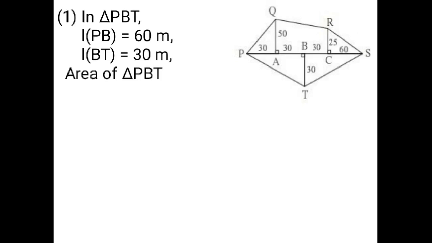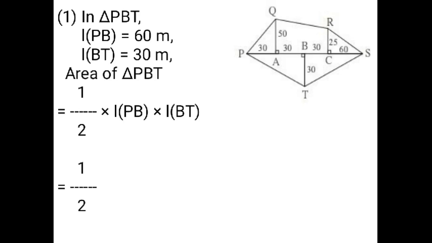Area of triangle PBT is equal to half into product of the sides forming the right angle, that is equal to half into length of PB into length of BT. Length of PB into length of BT are the product of the sides forming the right angle, that is equal to half into length of PB is 60 into length of BT is 30.